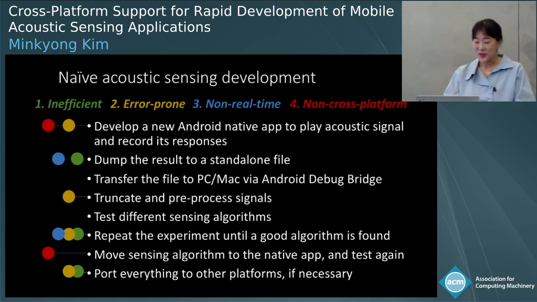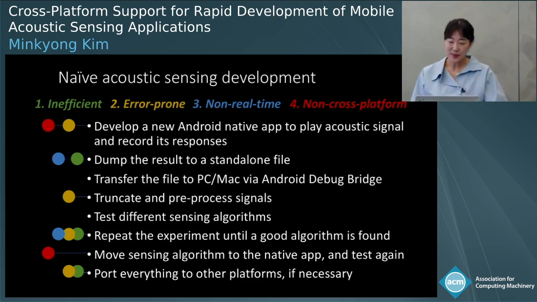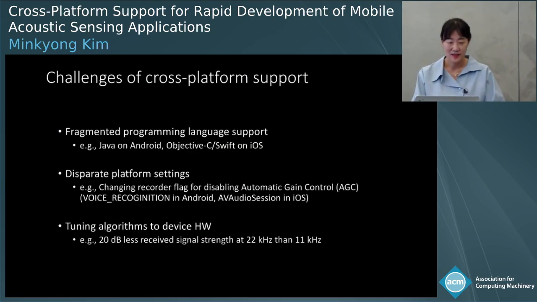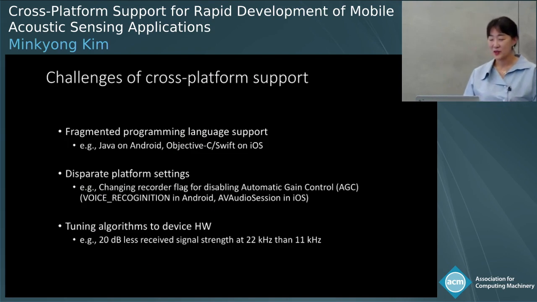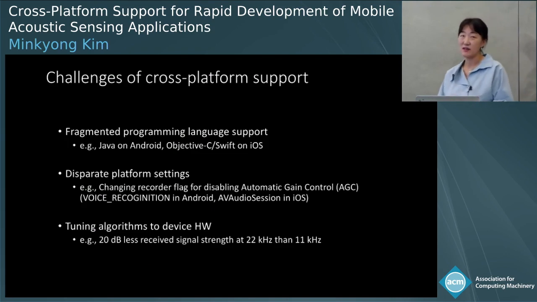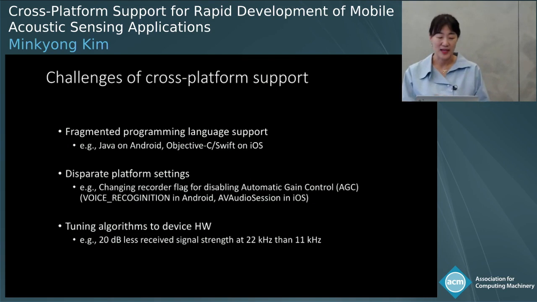And then also the problem is that it's really hard to make your app really independent of the underlying platform. So in order to support cross-platform, what do we need to address? Why are there so many problems, right? One issue is that depending on the device OS, they actually use different programming languages, right? Java for Android, Objective-C for iOS.